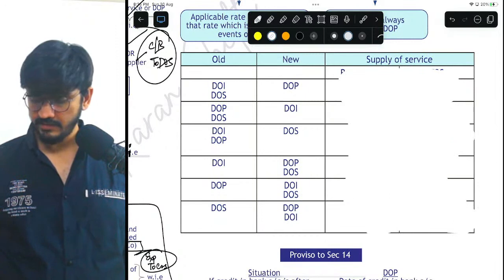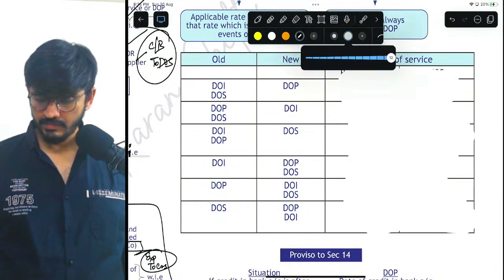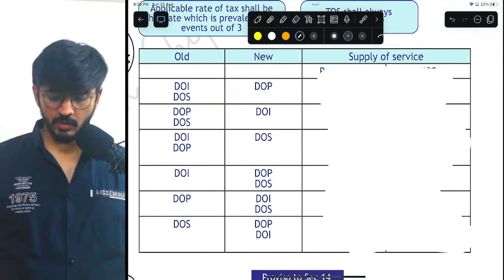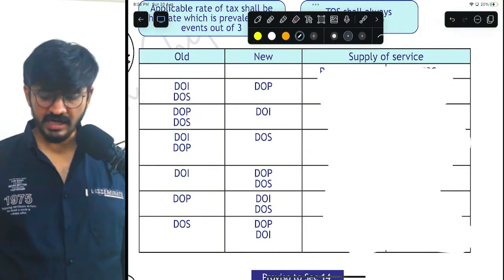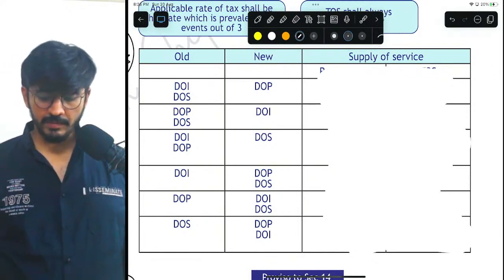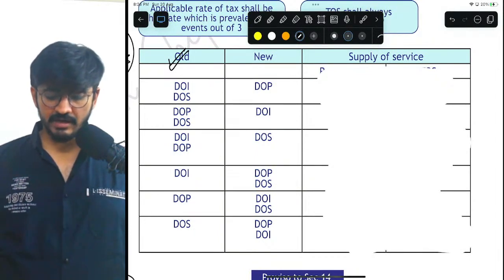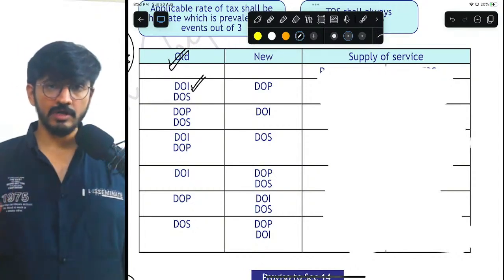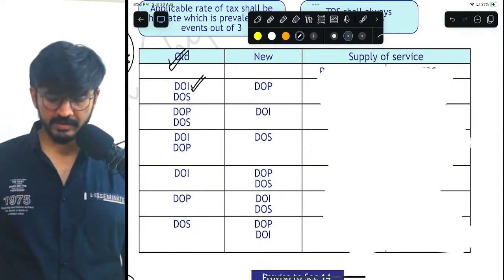Right? Let's check. So let's say here the rate applicable is old rate for DOI and DOS, and new rate is DOP. In that case, my dear friends, we have the majority in DOI and DOS, right? So the rate applicable to us will be the old rate. Also understand, DOI is something we need to look out for, because the answer will be either DOI or DOP, whichever is earlier. So DOI will come. Next, my dear friends.